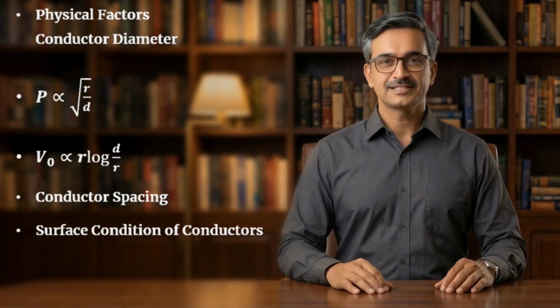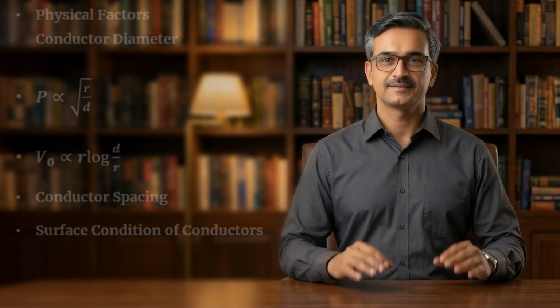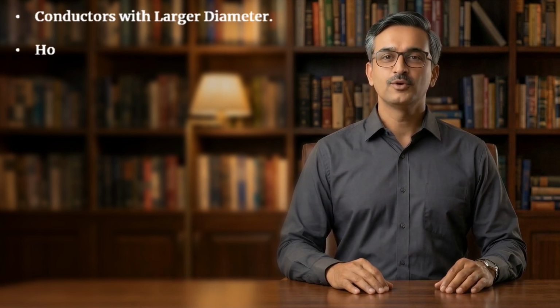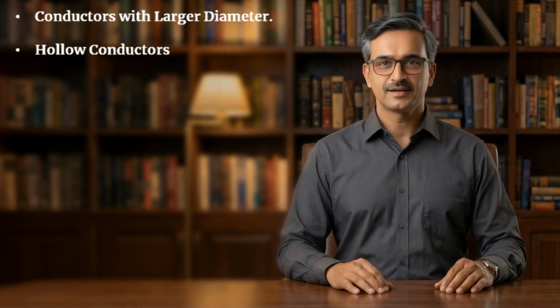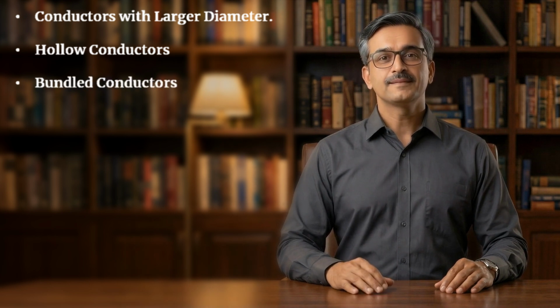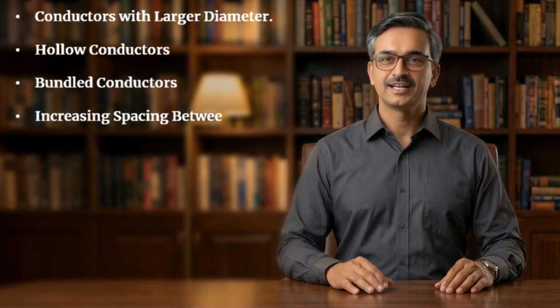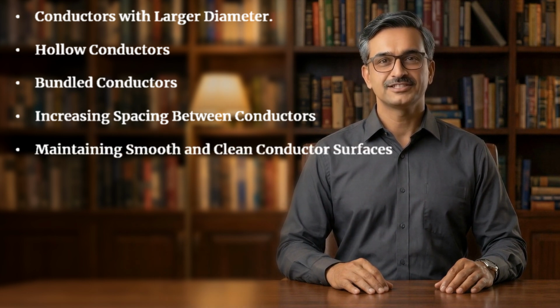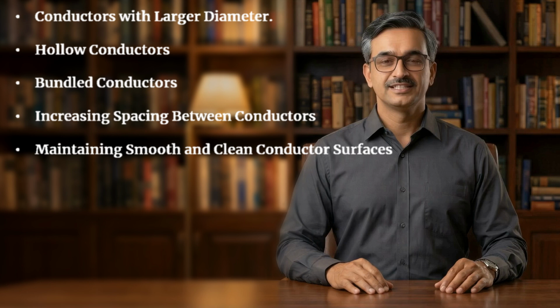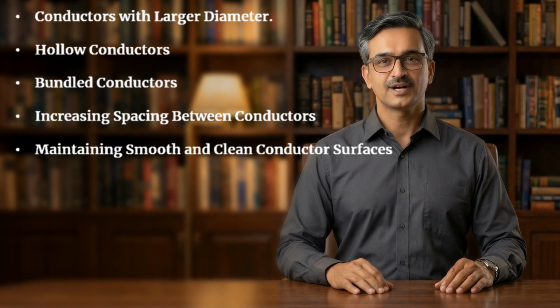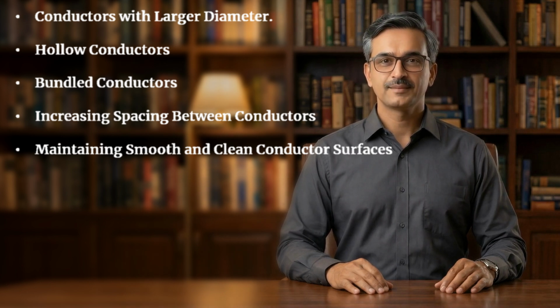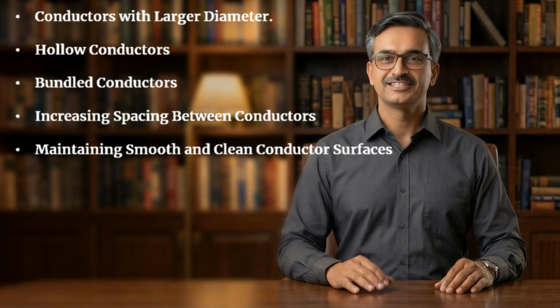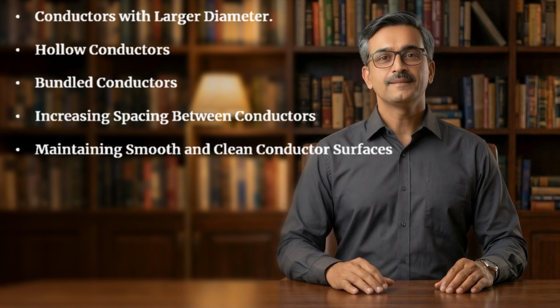Now let us discuss methods of reducing corona loss. Corona loss can be reduced by using conductors with larger diameter, using hollow conductors, using bundled conductors, increasing spacing between conductors, and maintaining smooth and clean conductor surfaces. Bundle conductors are especially effective in extra high voltage transmission systems because they reduce electric field intensity around each subconductor.